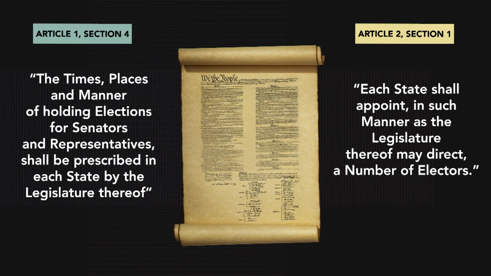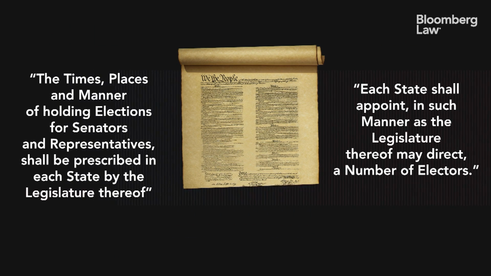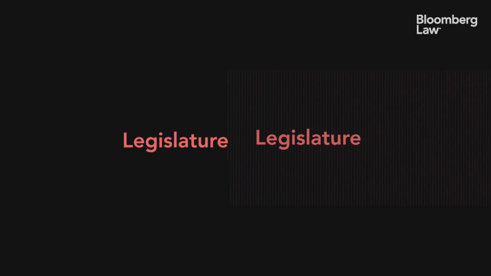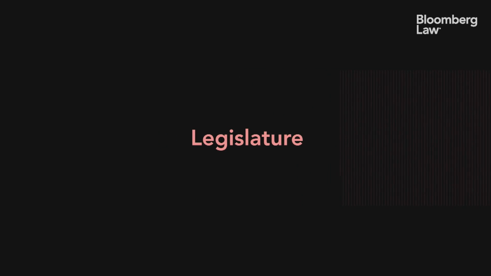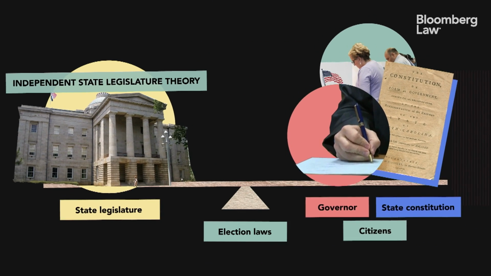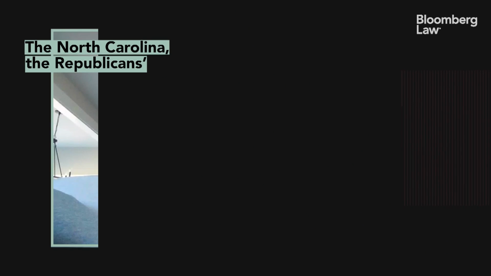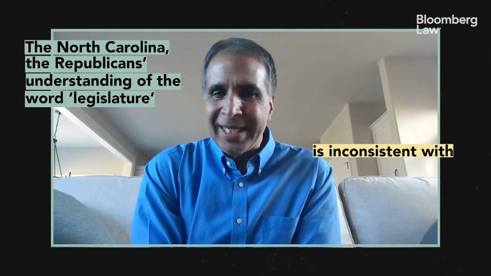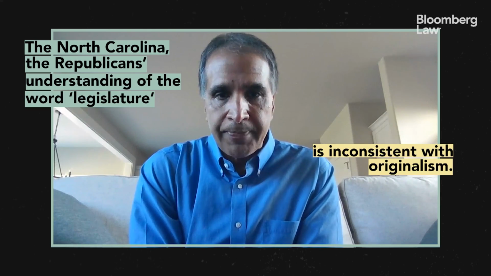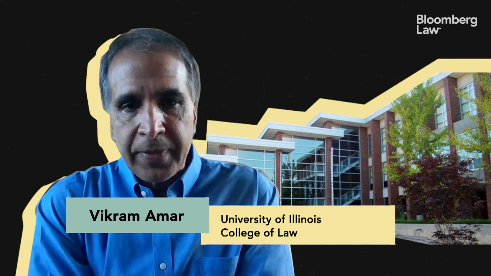The other is the Presidential Electors Clause. The key word in both is legislature. Supporters of the theory say the word should be taken literally. The legislature, and only the legislature, has the power to make election laws. The North Carolina Republicans' understanding of the word legislature is inconsistent with originalism. Vikram Amar is a constitutional law scholar at the University of Illinois College of Law.